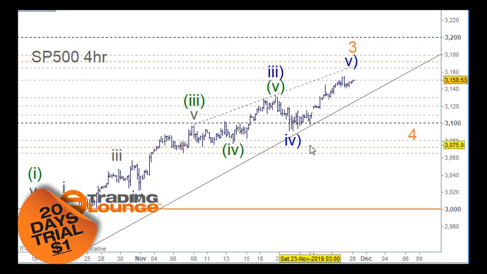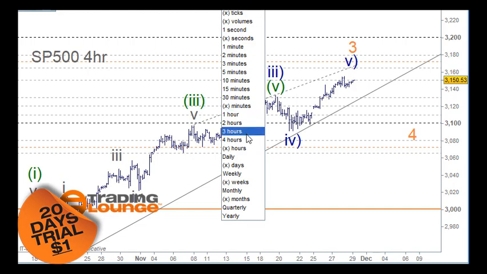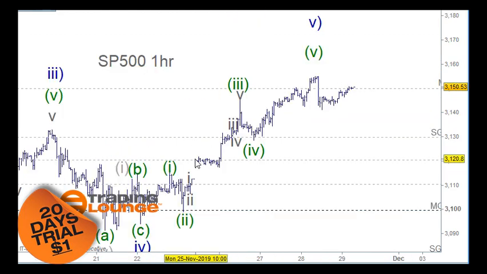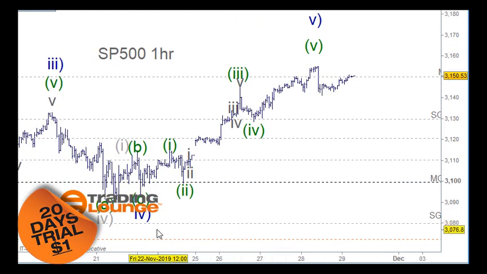Picking it up on the blue wave 4 here, we're looking up in here on the 4-hour chart for 5 waves in this sequence here. So let's continue to break that down. So picking it up here on the hourly chart with blue wave 4 here.